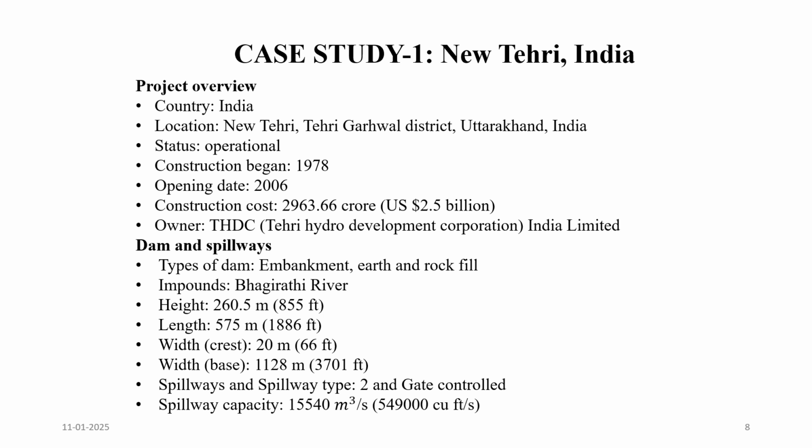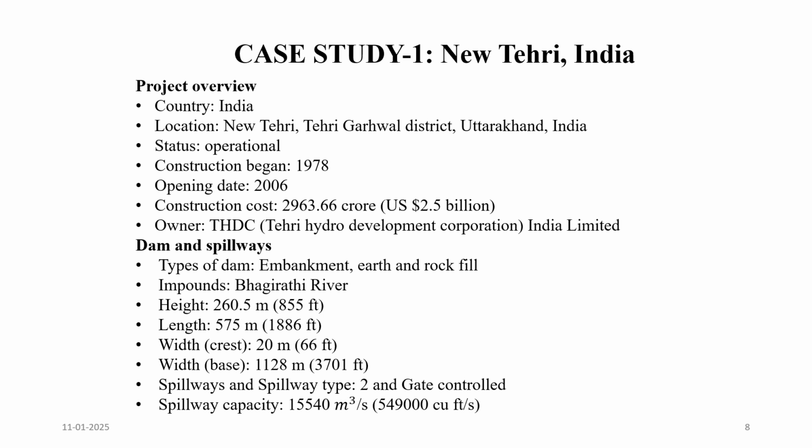Impound Bhagirathi River, height 260.5 meter, 855 feet, length 575 meter, 1886 feet and width 20 meter, 66 feet. Width base 1128 meter, 3701 feet.